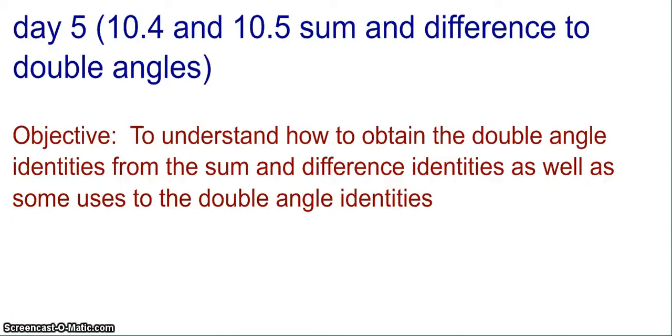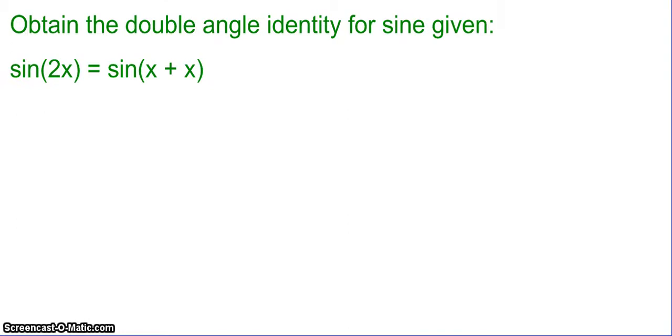Alright, so today we're going to continue on with 10.4, but we're going to use what we learned in 10.3, the sum and difference formulas, to create or to prove the double angle identities. So we want to understand how to obtain the double angle identities from the sum and difference identities, as well as some uses of the double angle identities. So, obtain the double angle identity for sine given sine of 2x equals sine of x plus x. So we'll go through this one together, and then I'll have you do the other two on your own.